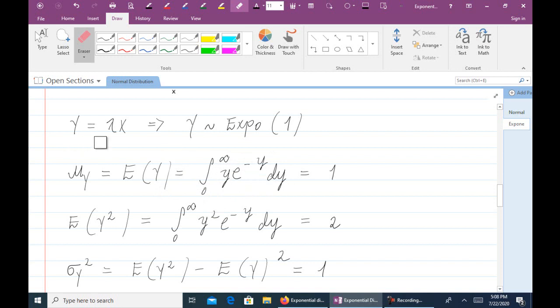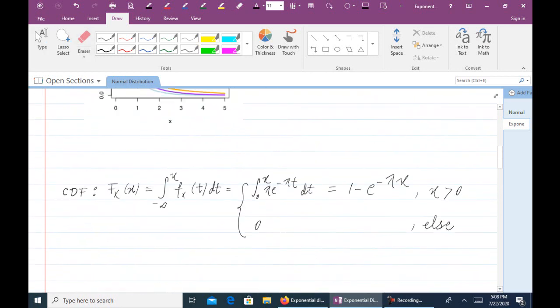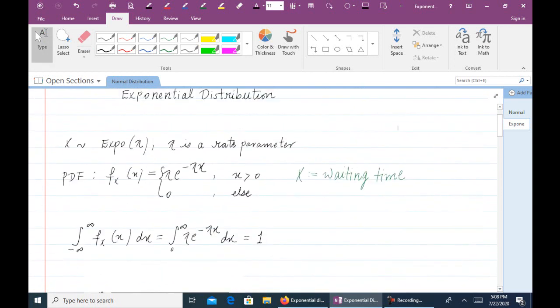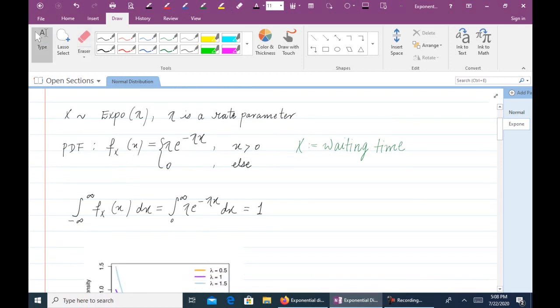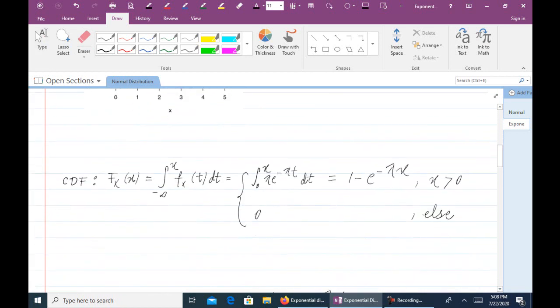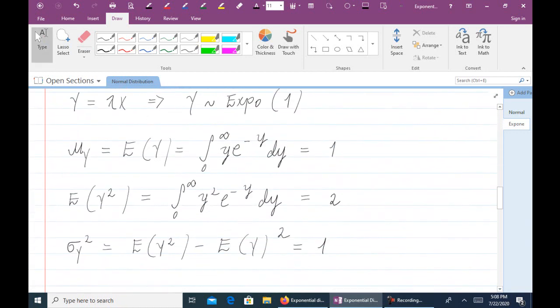Notice for Y, lambda is 1, so the PDF would be e to the minus y, and then you multiply that with y, and you should be integrating from negative infinity to infinity. But again, when y is negative, the PDF is 0, so that's why you go from 0 to infinity. This integral can be computed by using integration by parts, and what you're going to get is 1.